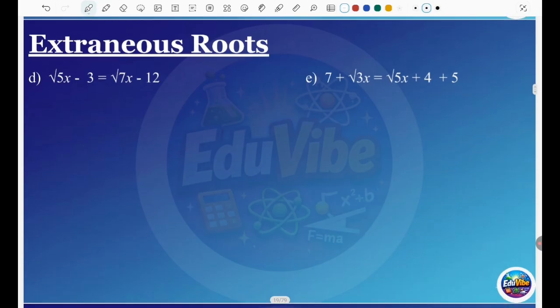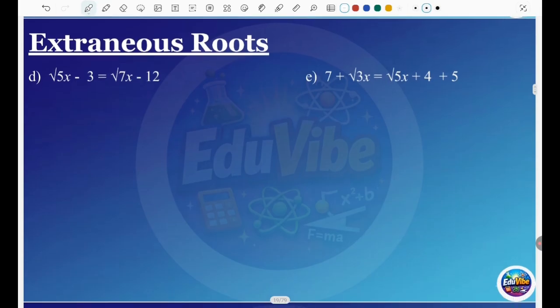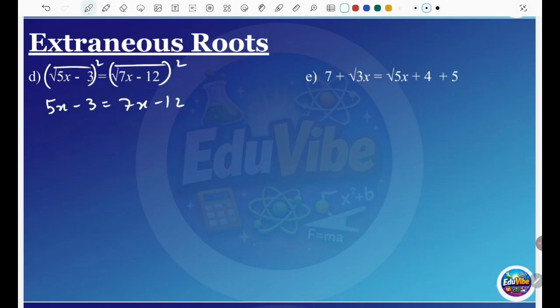Let's do D part now. I will move to D. I have a root on both sides. So root 5s minus 3 is equal to root 7s minus 12. So this is only sorted. So squaring on both sides, we have 5s minus 3 is equal to 7s minus 12.